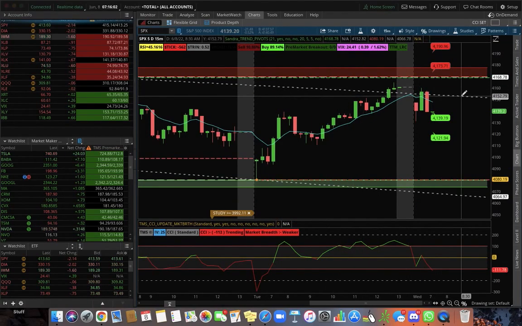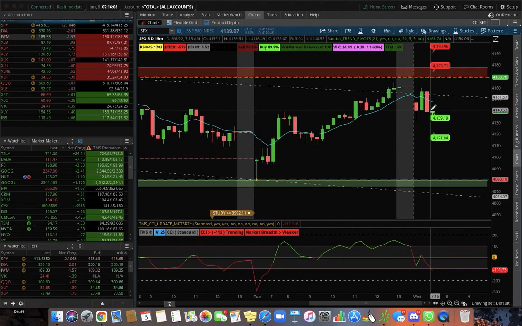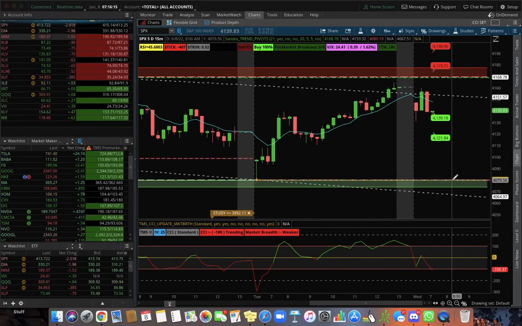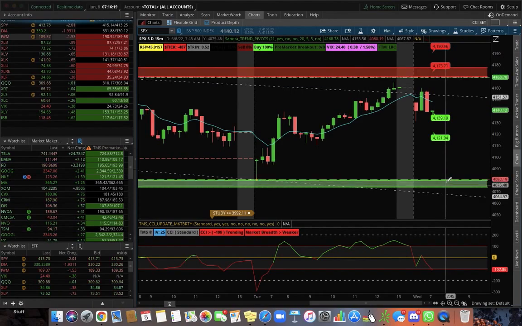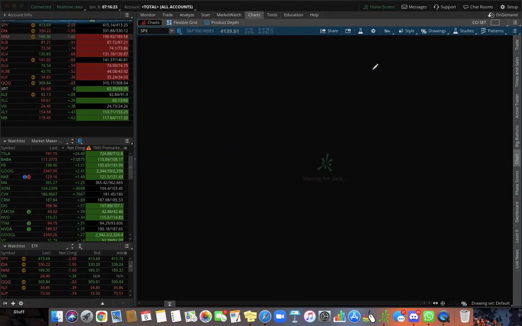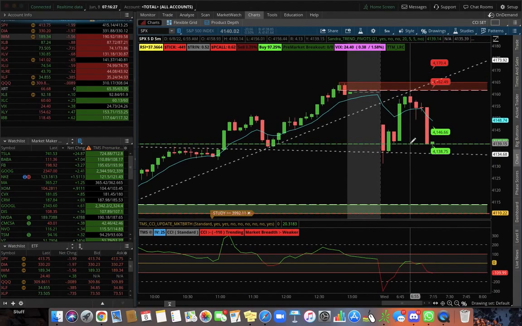SPX on a 15-minute is hitting its channel resistance level and is selling off. So here's support. This is where I thought it was going to go yesterday. On a 5 minute, it has some support here.